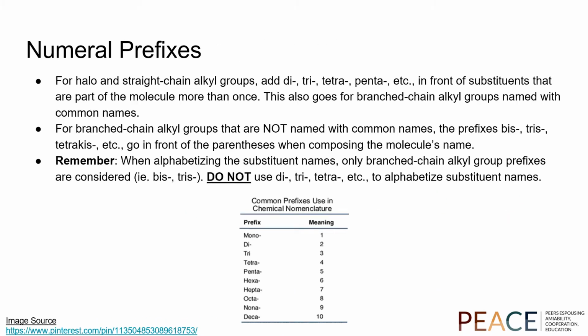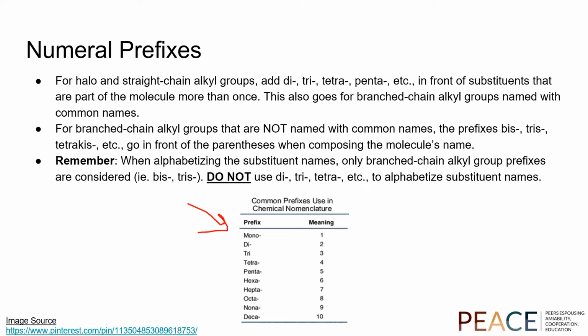The last thing we need to account for is how to denote the number of each substituent present. The way this is done is through numeral prefixes. The presence of multiple halo and straight chain alkyl groups is denoted through prefixes such as those found in this table. Branched chain alkyl groups that are named with common names also follow this convention. Branched chain alkyl groups that do not follow the common name convention use the prefixes bis, tris, tetrakis, etc. that go in front of the parentheses instead.